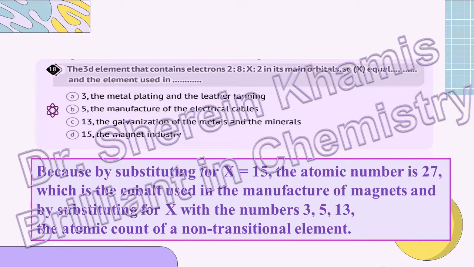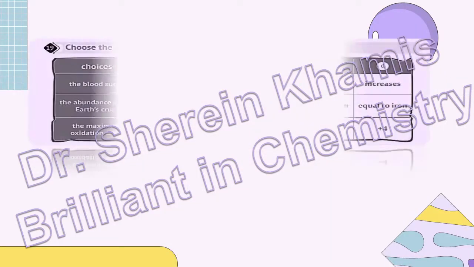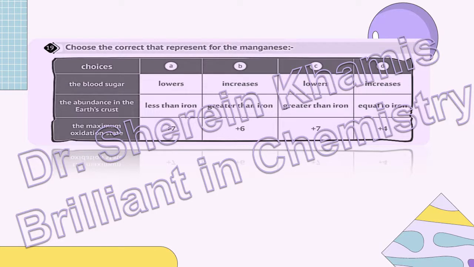Okay, let's go into question 19. Question 19 says: choose the correct statement that represents manganese. Okay, what will be the property here that belongs to manganese in its oxidation or reaches to maximum oxidation state? Okay, manganese can reach a maximum oxidation state of plus 7.